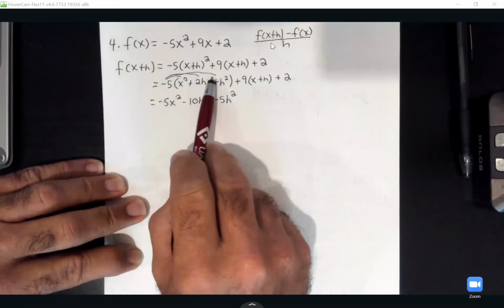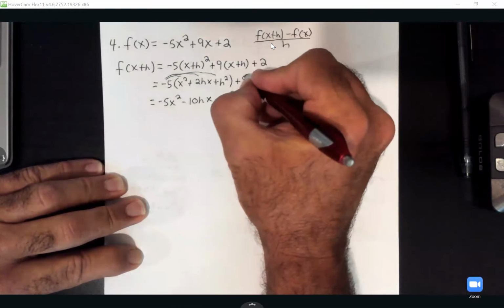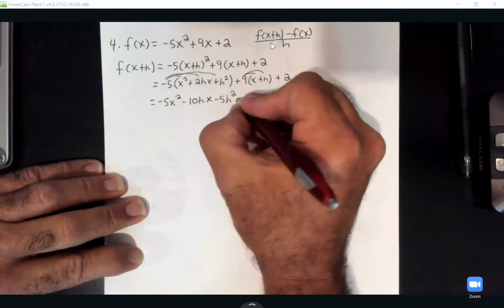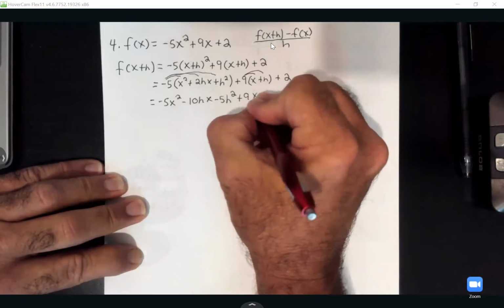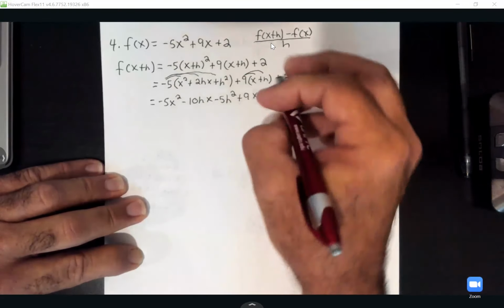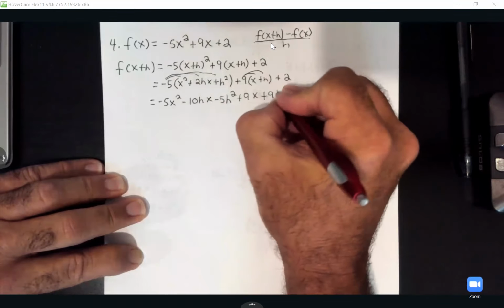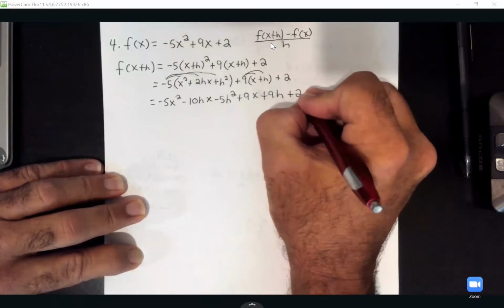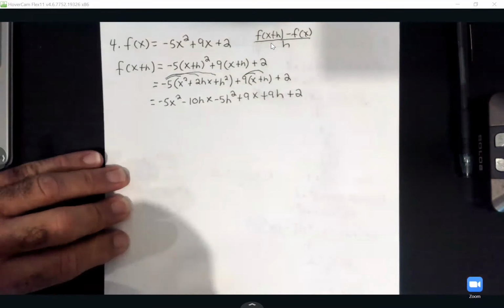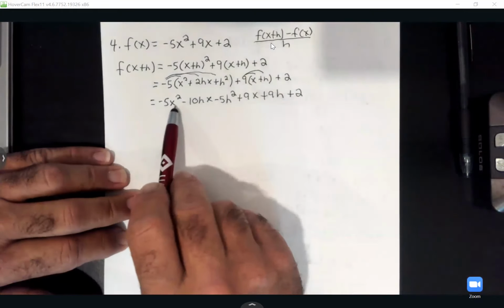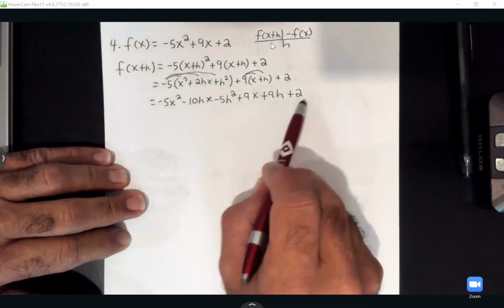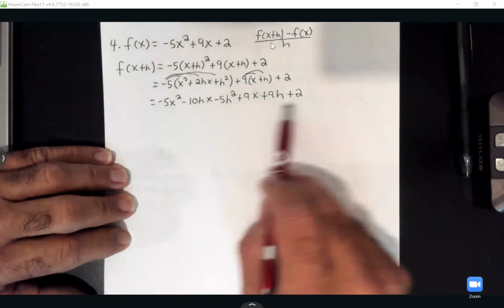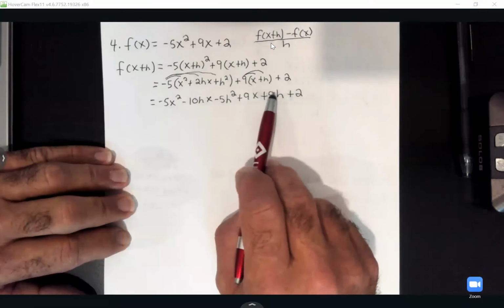So I distributed that negative 5. Now I'm going to distribute the 9 in the second parentheses. 9 times x is a positive 9x. 9 times h is a positive 9h. And y'all, at the very end, we bring down our 2. Now, let me tell you what's sort of sad on this problem. There are no like terms in here. None of this adds together. So y'all, this whole thing is my f of x plus h.